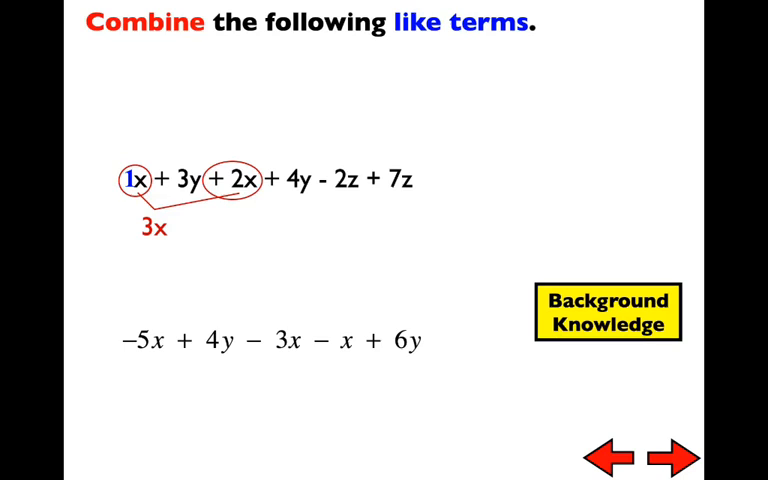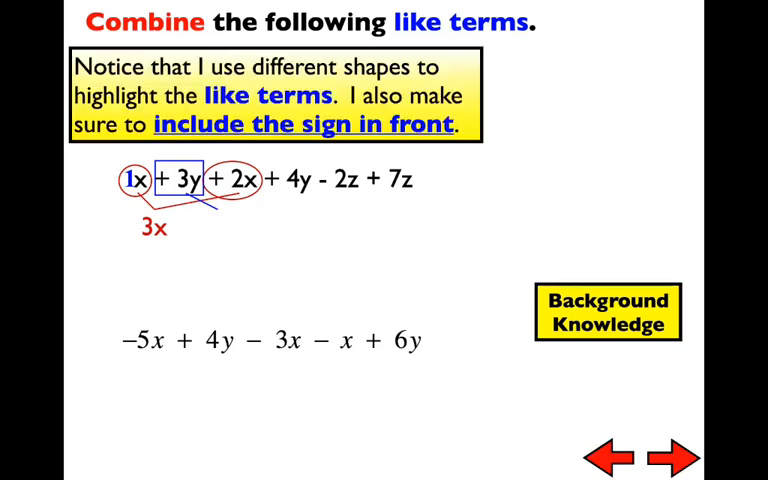2x. Now we have the y's, and typically I just use different shapes for different terms. So notice I'm using rectangles now. I'm even using different colors. So we have a positive 3y and a positive 4y. Well, that makes positive 7y's. That's why I wrote plus 7y. And then I also have some z's, so I'm going to use triangles, green triangles here. So we have a negative 2z and a positive 7z. That makes positive 5z's. And so that means that that first problem simplifies to 3x plus 7y plus 5z.